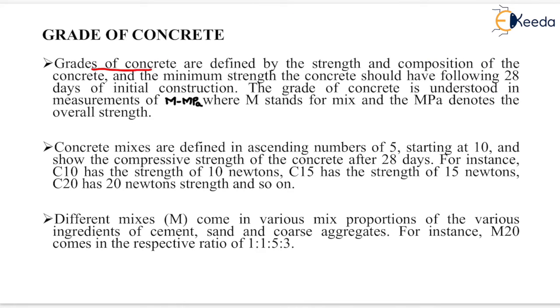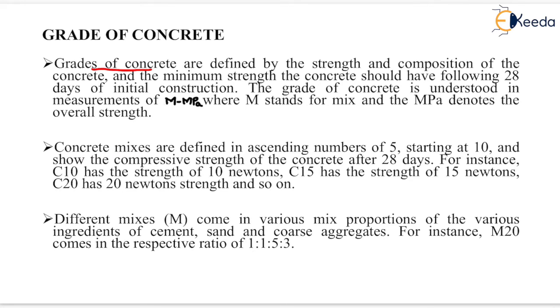Grade of concrete is defined by the strength and composition of the concrete, and the minimum strength the concrete should have following 28 days of initial construction. The grade of concrete is understood in measurement of MPa, where M stands for mix and MPa stands for overall strength.